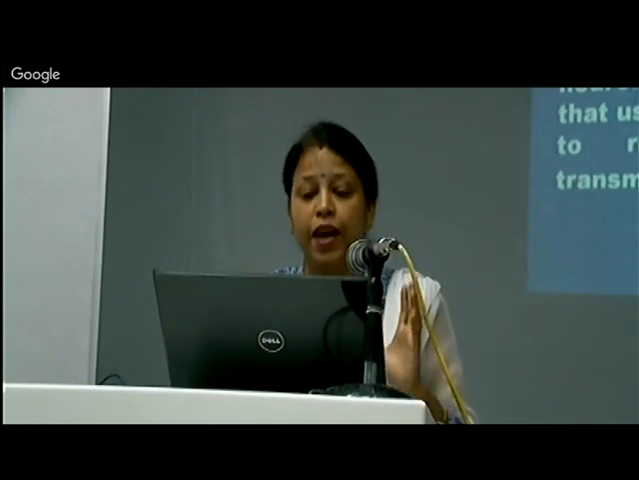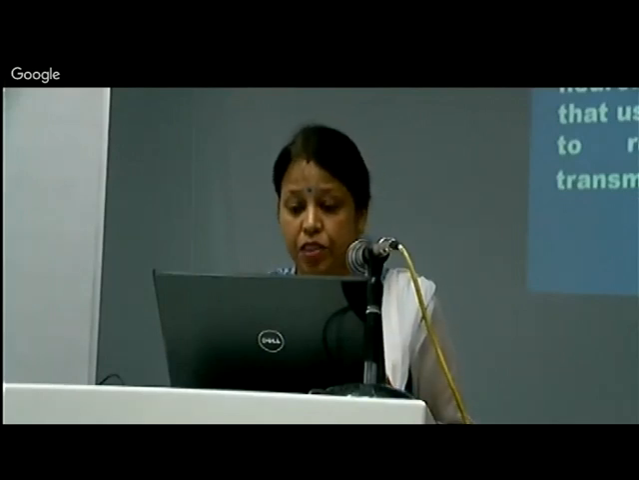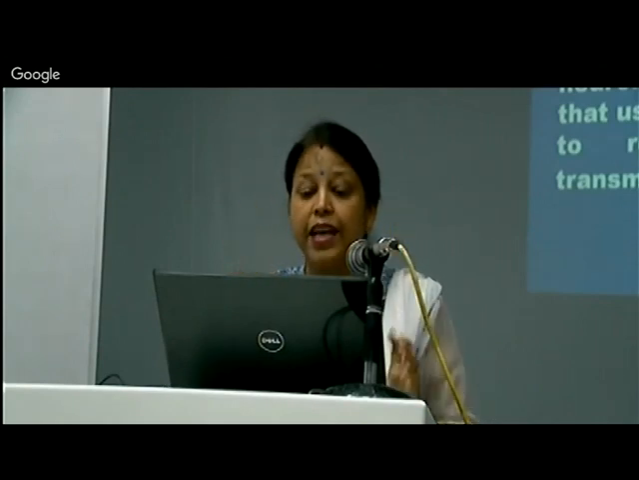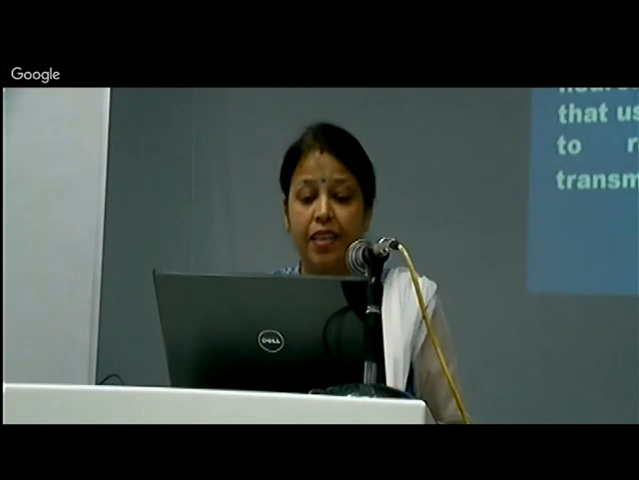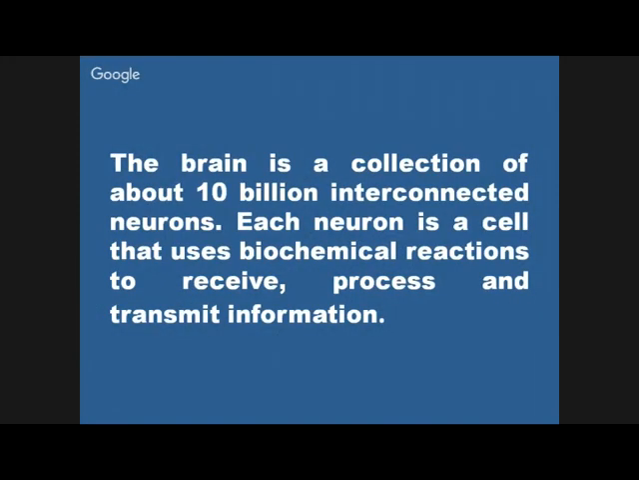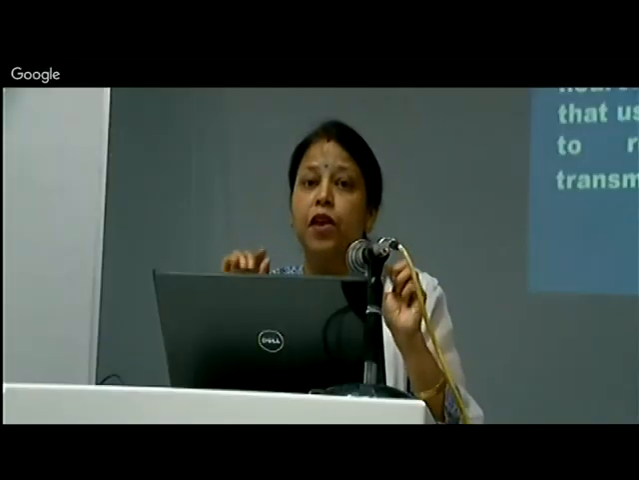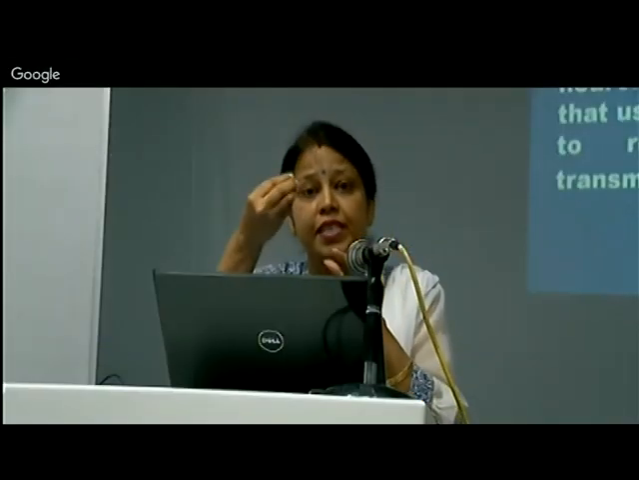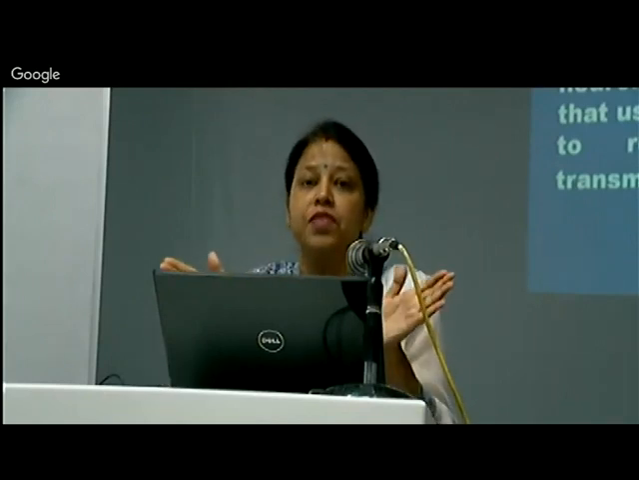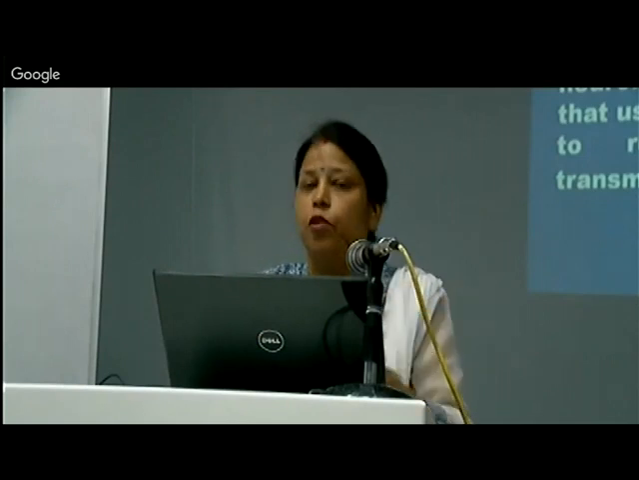The brain consists of, as I have told, a collection of about 10 billion interconnected neurons, and each neuron is a cell that uses biochemical reactions to receive, process, and transmit. There are so many neurons in the brain. A neuron is basically a cell which will receive some input, process some calculations, and give some output or transmit some information.